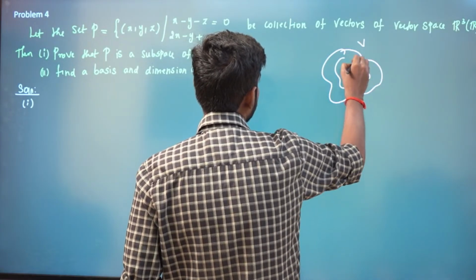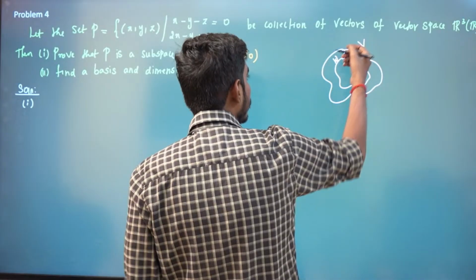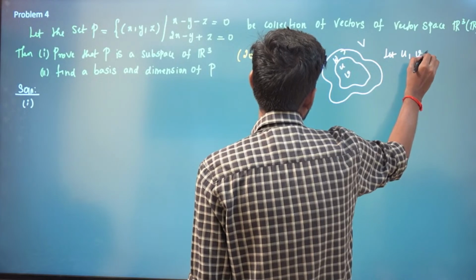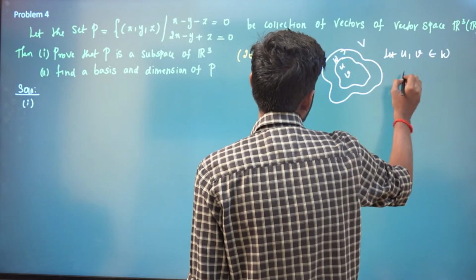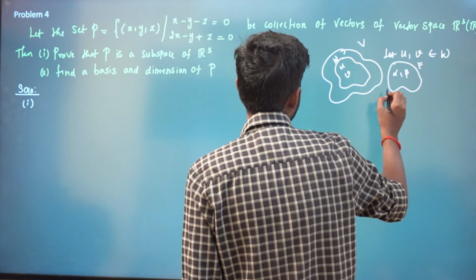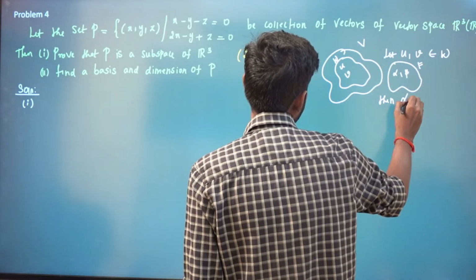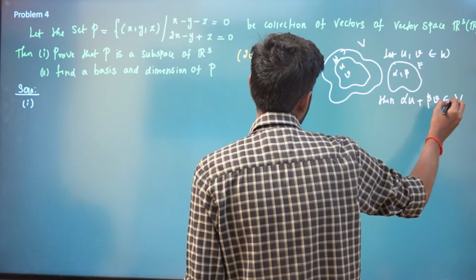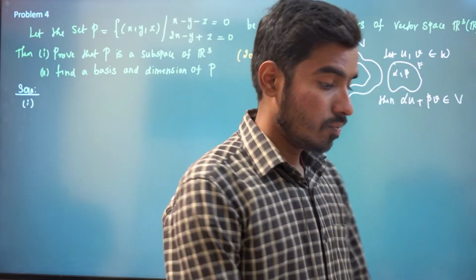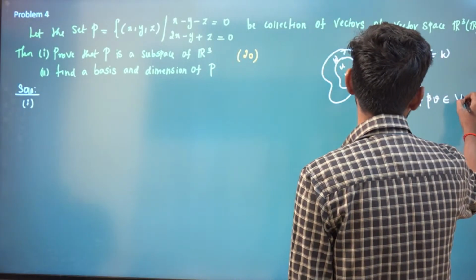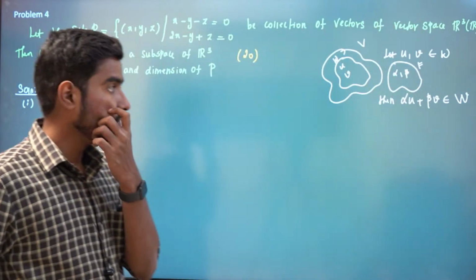We have a vector space V, and then we have a subset W of V. You take two elements U, V in W, right? You take alpha, beta from the field F. Then what is the definition of subspace? Alpha U plus beta V belongs to W. Yes or no? How can I write V? Alpha U plus beta V belongs to W.